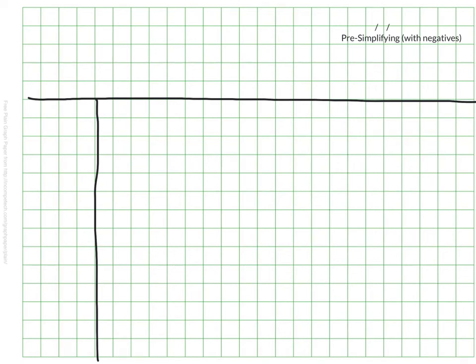This video is going to be about a shortcut that I use for multiplying fractions, and I call it pre-simplifying. So go ahead and put that as the header at the top of your page, as well as the date for today. The essential question for this video is, how can I multiply fractions more efficiently?